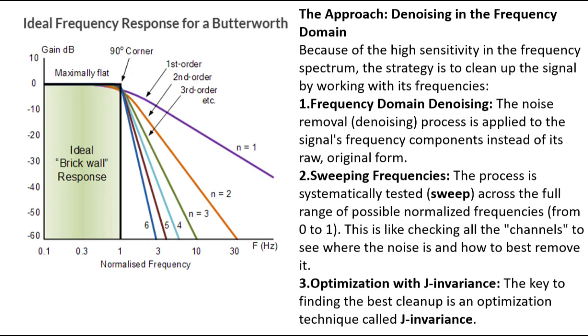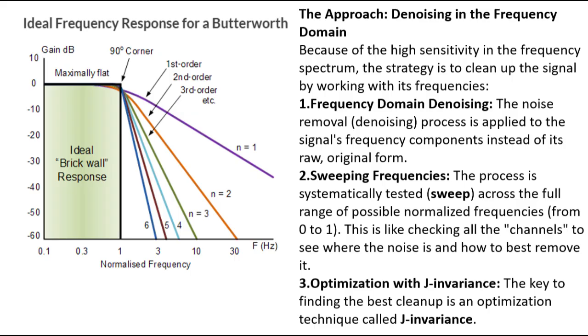The approach: denoising in the frequency domain. Because of the high sensitivity in the frequency spectrum, the strategy is to clean up the signal by working with its frequencies. 1. Frequency domain denoising. The noise removal, denoising, process is applied to the signal's frequency components instead of its raw, original form. 2. Sweeping frequencies. The process is systematically tested, sweep, across the full range of possible normalized frequencies from 0 to 1. This is like checking all the channels to see where the noise is and how to best remove it.